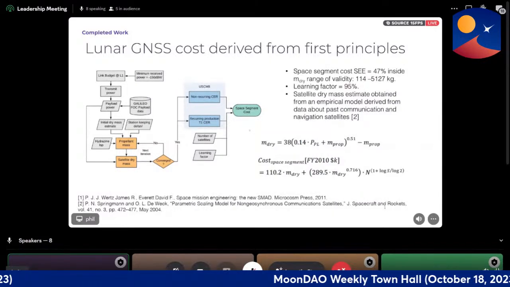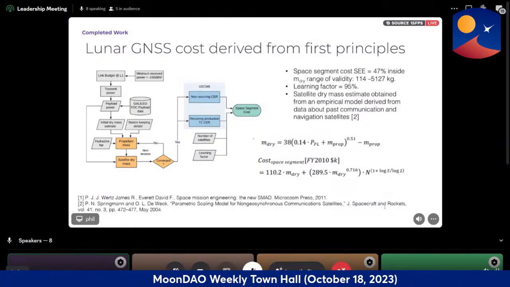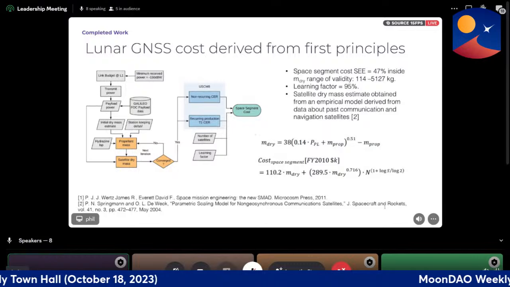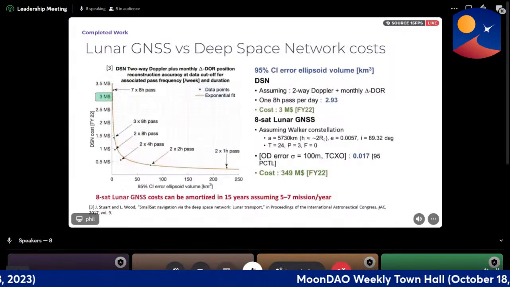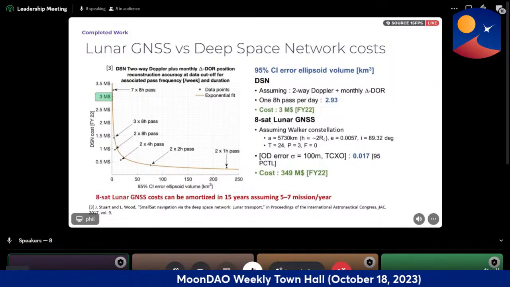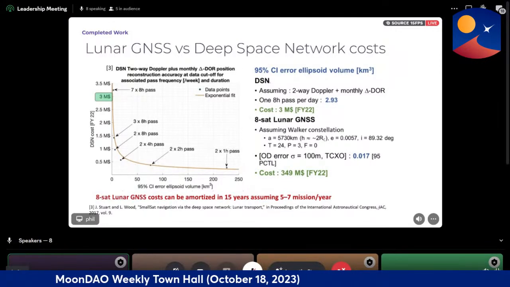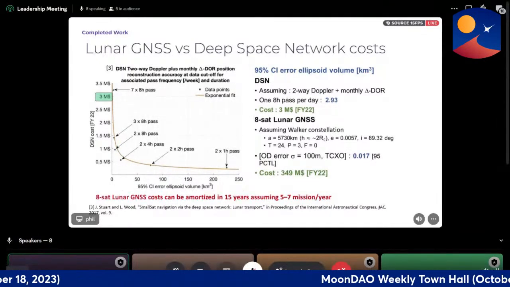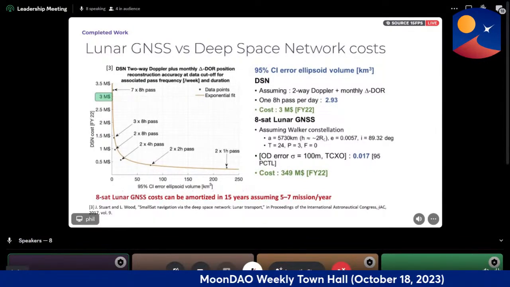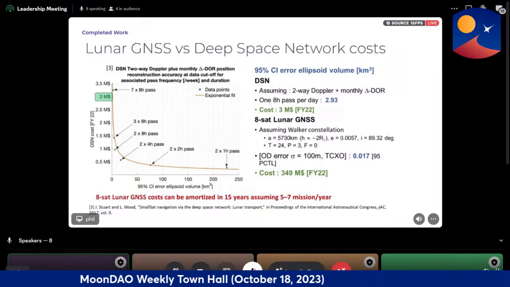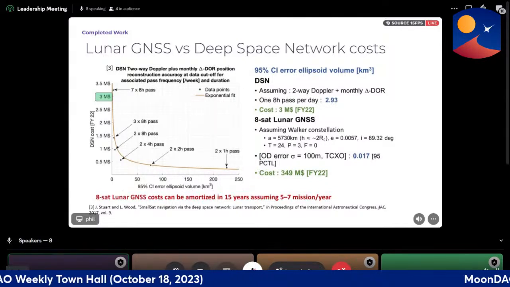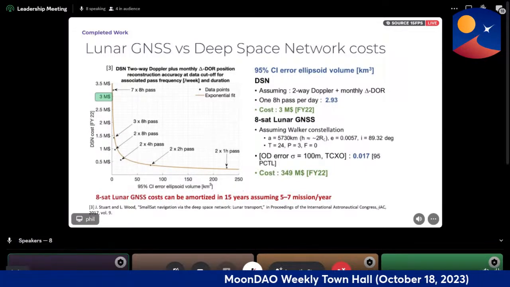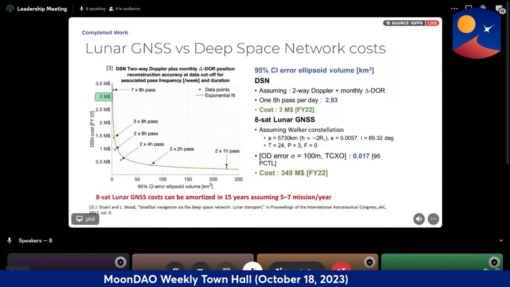And lastly, Felipe from AVS basically did his PhD in lunar GNSS. So he derived how much it would cost to put together a lunar GNSS system as our baseline. There's DSN, the Deep Space Network, which is how we currently communicate with lunar missions. Making some of these assumptions, the operating cost is $3 million for fiscal year 2022. Whereas if we had an 8-satellite lunar GNSS constellation at the moon, it would cost on the order of $350 million.